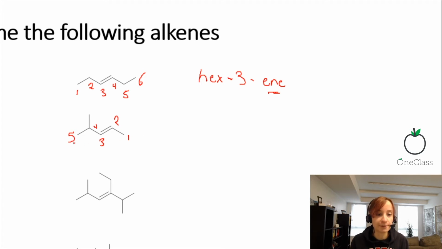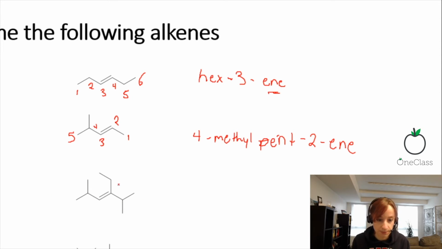So we have a 5 carbon chain, and we have one methyl group at carbon 4 and our alkene at carbon 2. So this will just be 4 methyl, pent, because it's 5, 2, ene.